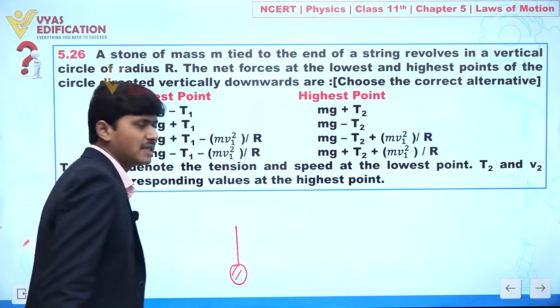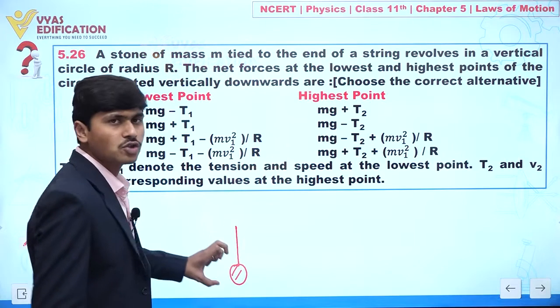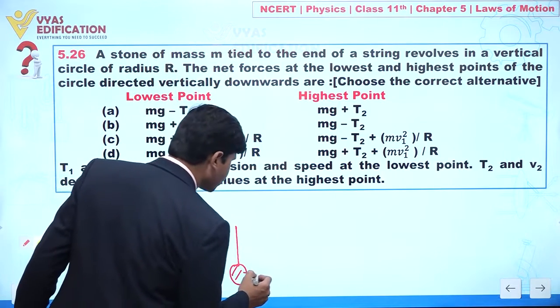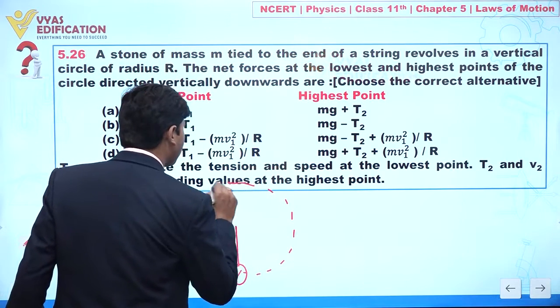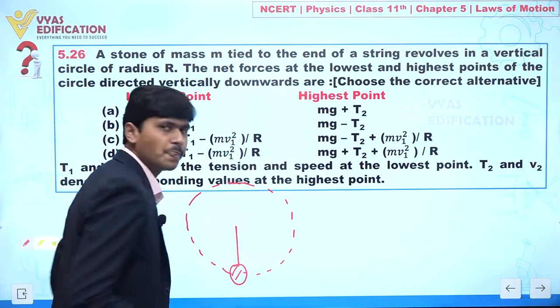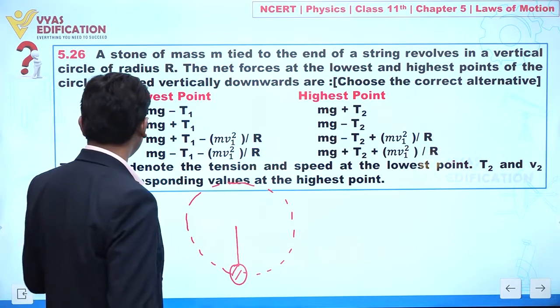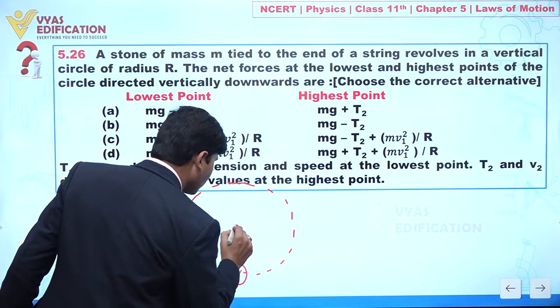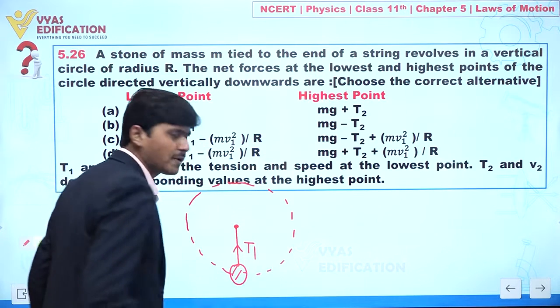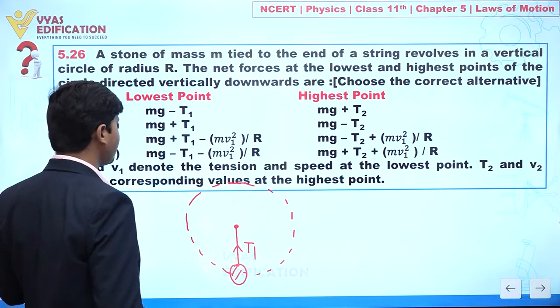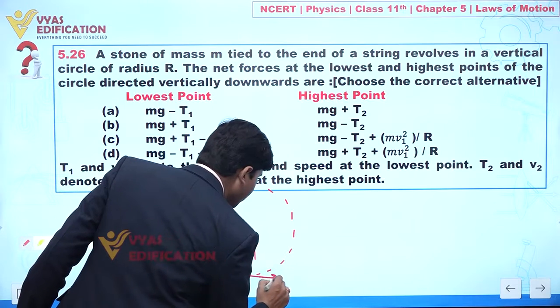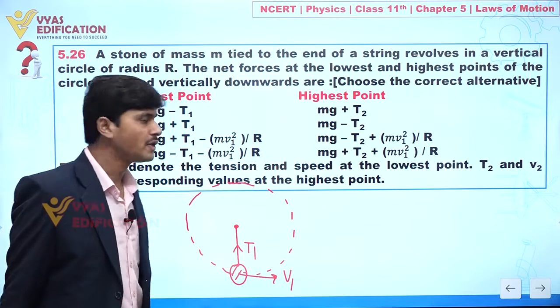Let's suppose at this time we have a stone of mass m at the lowest position. Actually we are having a motion in a vertical circle like this. So at the lowest position, T1 is the tension, so tension will act in this direction, T1. I can see here V1, so V1 is the velocity at the lowest position.